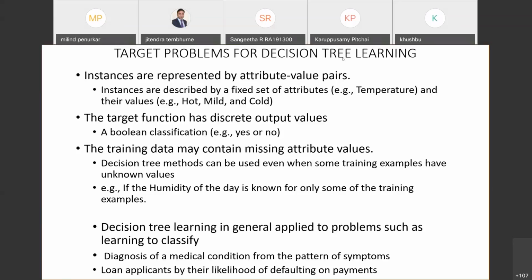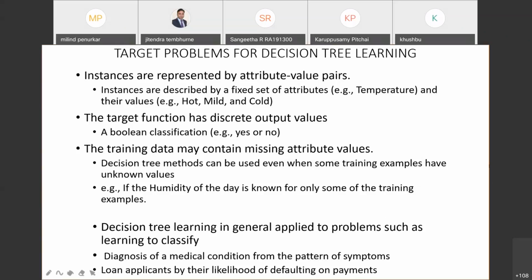Okay, so decision tree learning in general is applied to problems such as learning to classify, right? So diagnosis of medical conditions. Those missing values will not be taken into consideration. For example, if there are, let's say, 100 values, of which only two values are known, only those two values will be taken, and on the rest of the attributes the decision tree would be found. So that's what I mean by how missing values would be treated. And if nothing comes up on that attribute, in general, we would not expand the tree. That is how it is going to be.